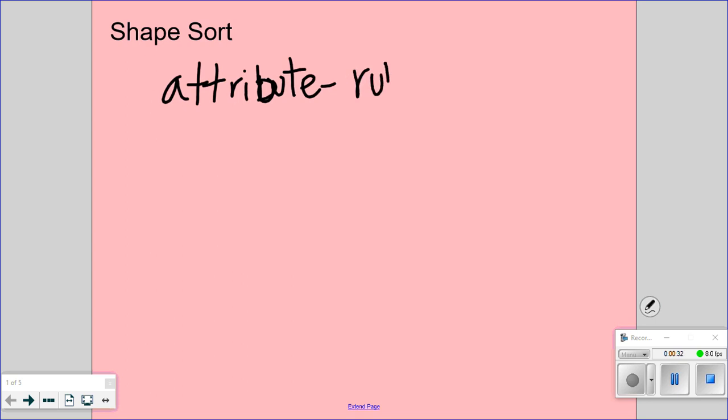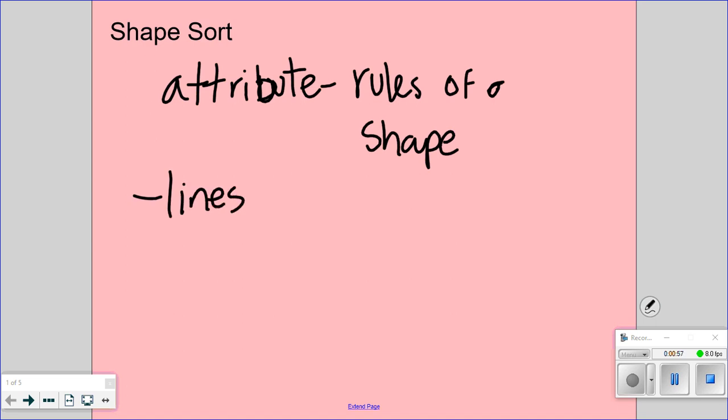Attribute. The rules of a shape. And we wrote some examples. What were some examples that we wrote down? Well, straight lines, curved lines. Yeah, talking about the lines, whether they are straight or curved, that could be an attribute. The name, if we know the name, that could be an attribute.